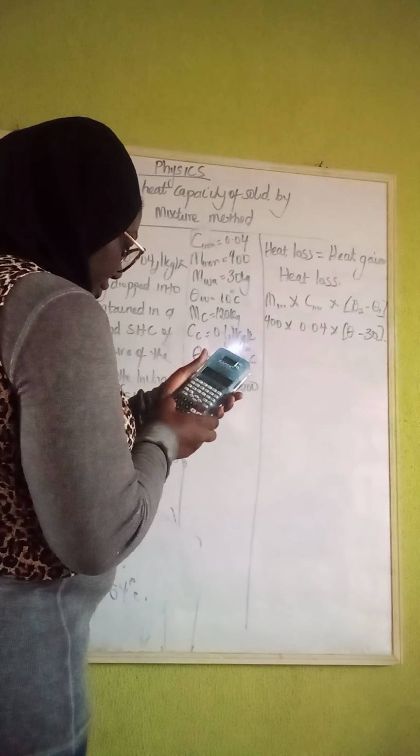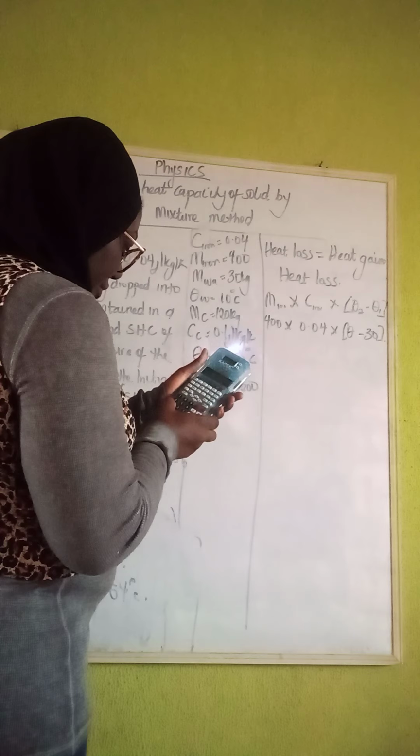Now let's look at this first question. A piece of iron of specific heat capacity 0.04. Now let us write out all the parameters. Remember, in physics or chemistry, if you have any question, the first thing you do is to write out your parameters. It will enable you to know what you're actually calculating and how you go about your calculations. Now let's write out the parameters.